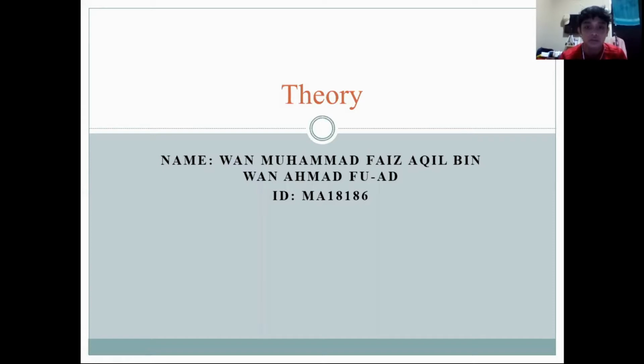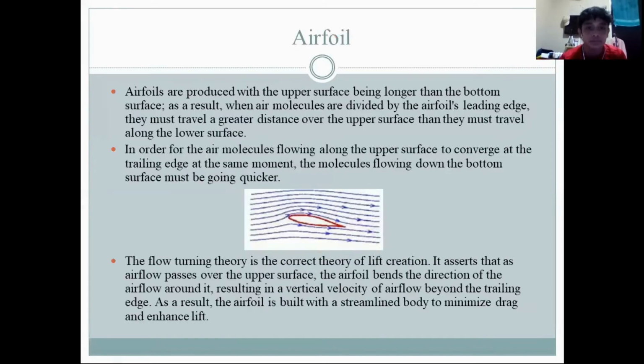So I will explain a little bit more about the theory. First is the airfoil. Airfoils are produced with the upper surface being longer than the bottom surface. As a result, when air molecules are divided by the airfoil's leading edge, they must travel a greater distance over the upper surface than they must travel along the lower surface. In order for the air molecules flowing along the upper surface to converge at the trailing edge at the same moment, the molecules flowing down the bottom surface must be going quicker.